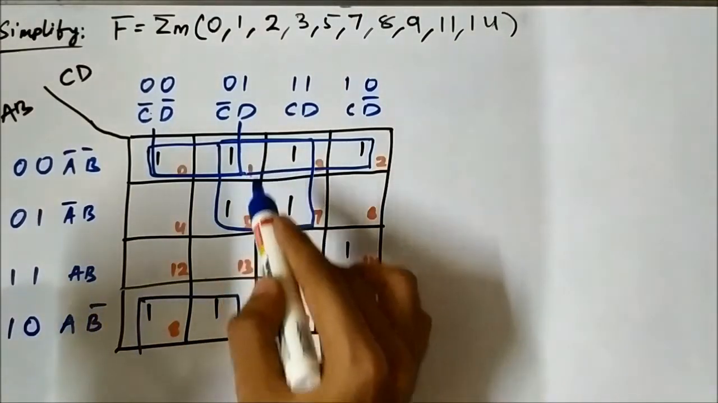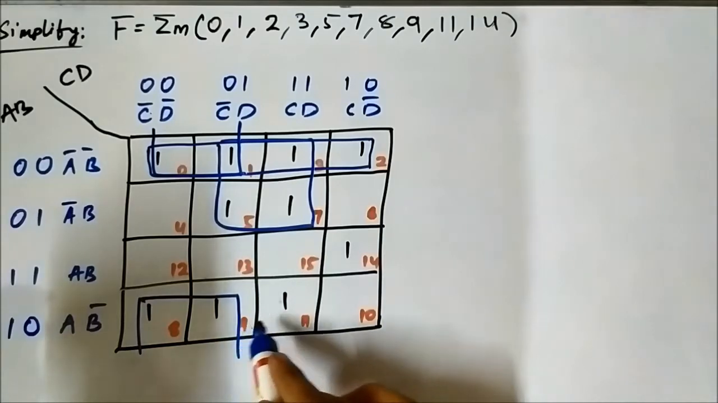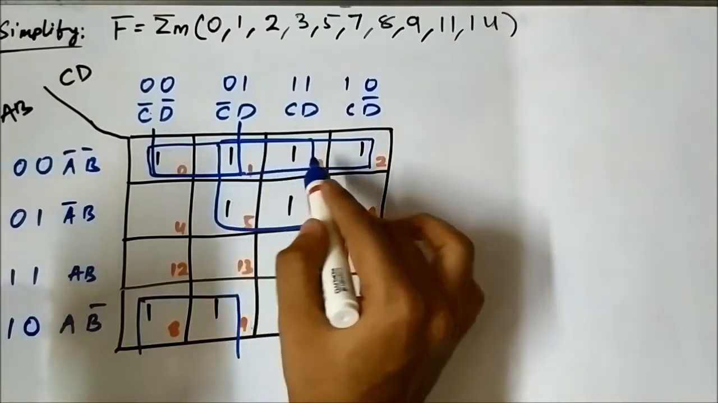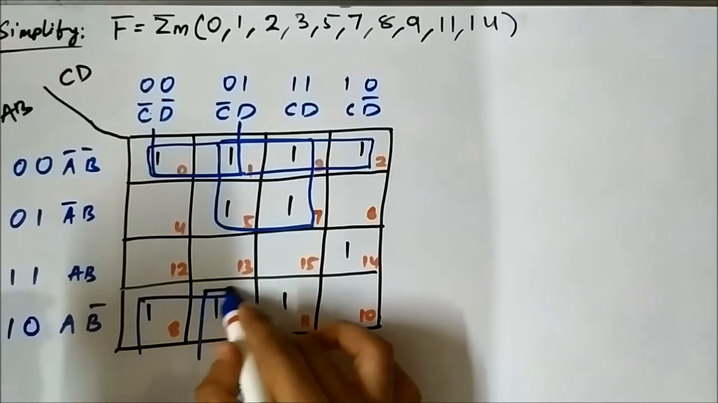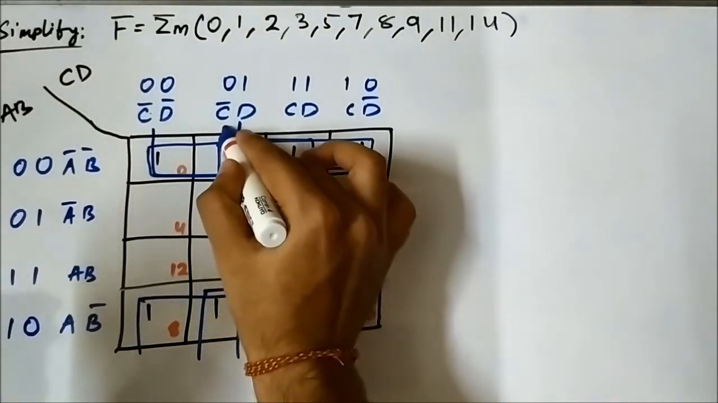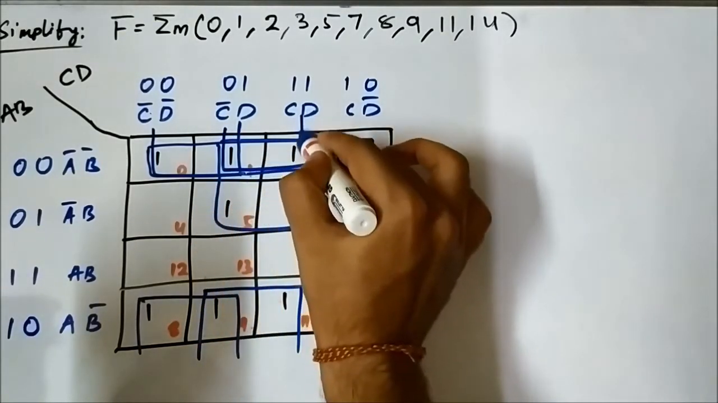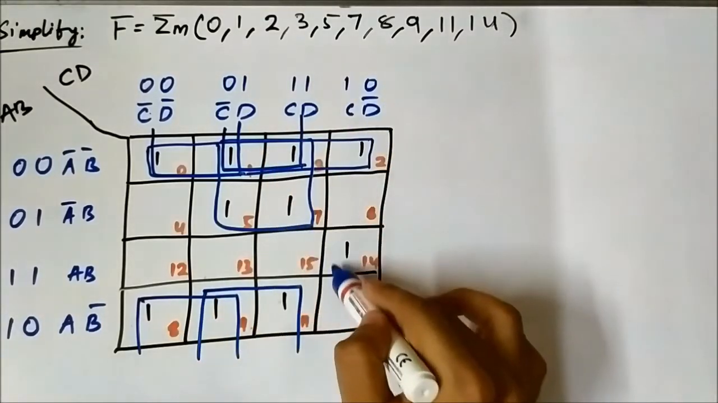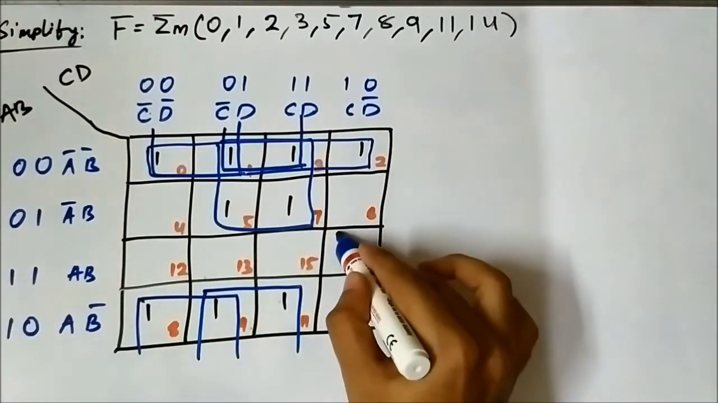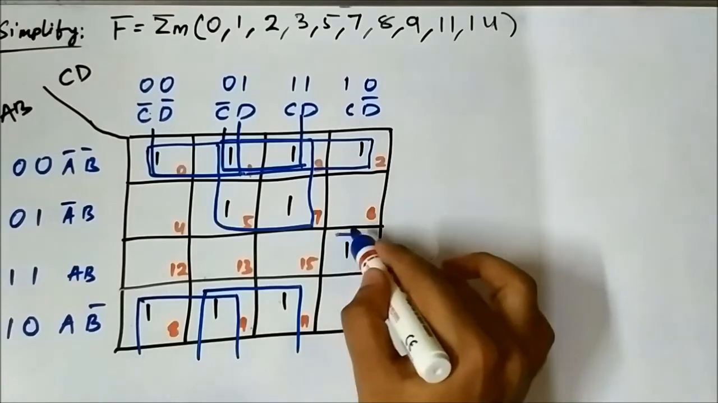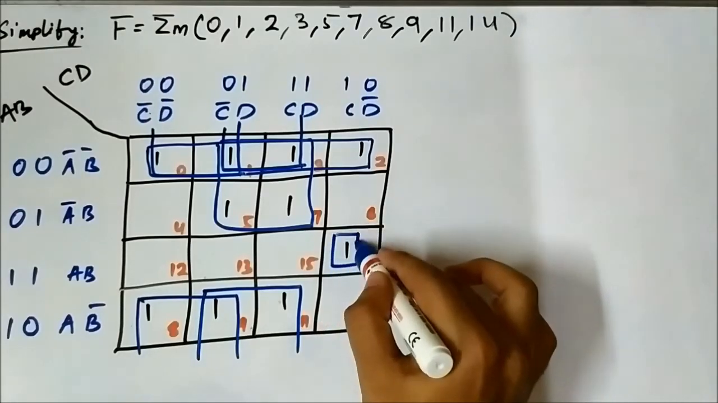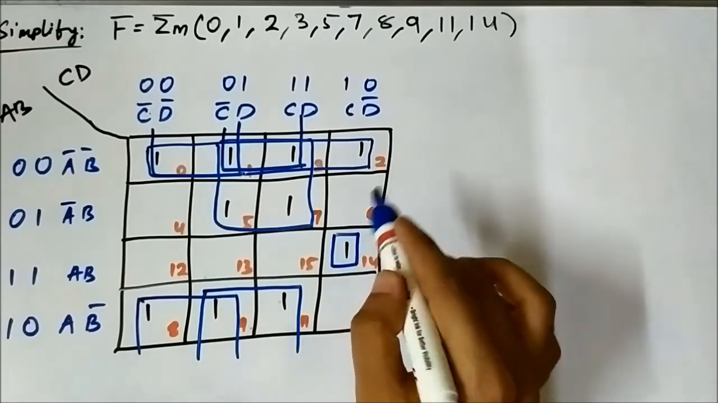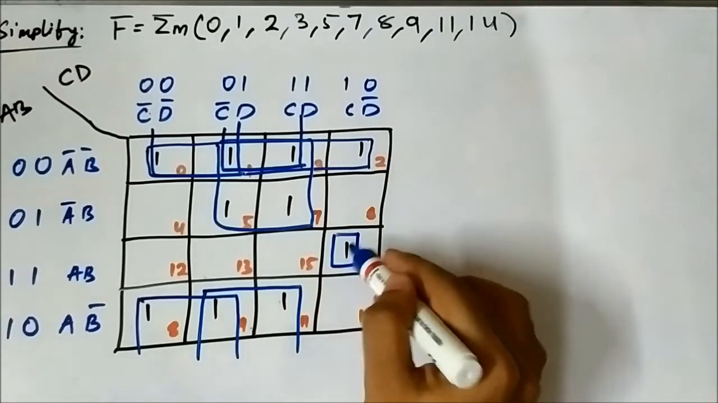Again, focus on cells 9, 11, 1 and 3. They can also be grouped together to form a quad. Okay, so now only this single cell is remaining, so it cannot be grouped in any other way. We can only form a single cell group.